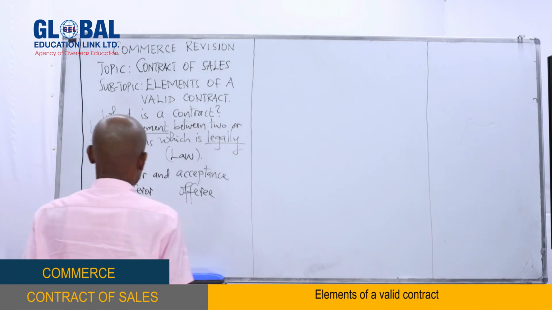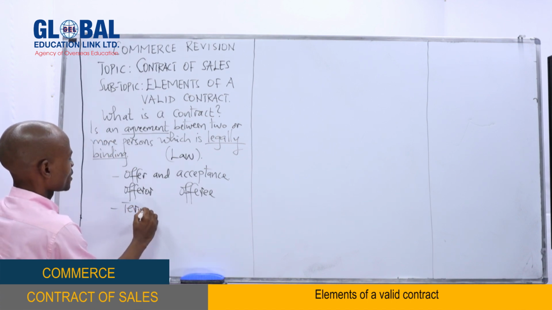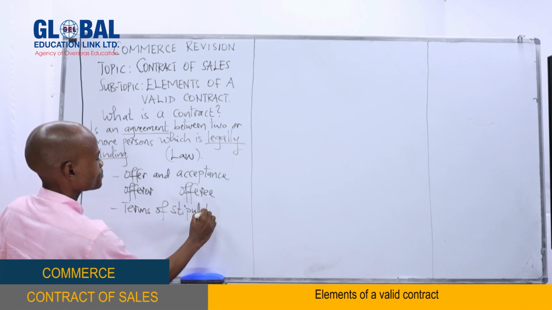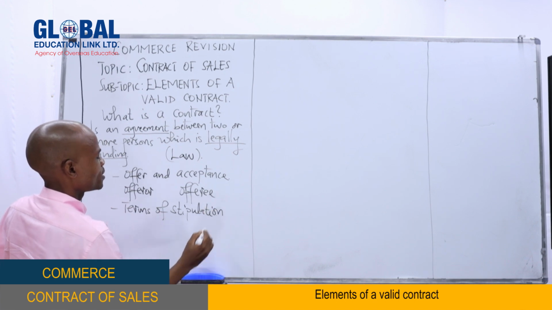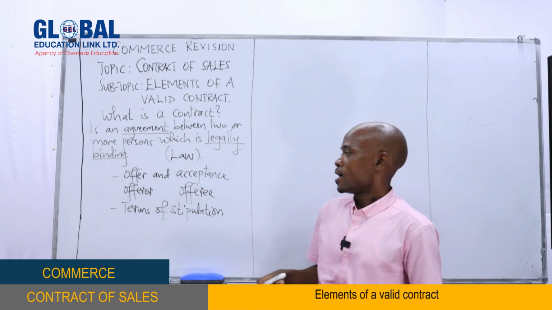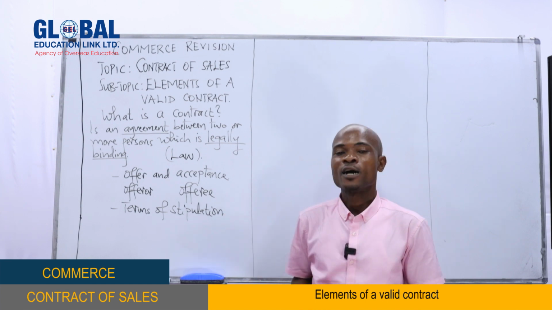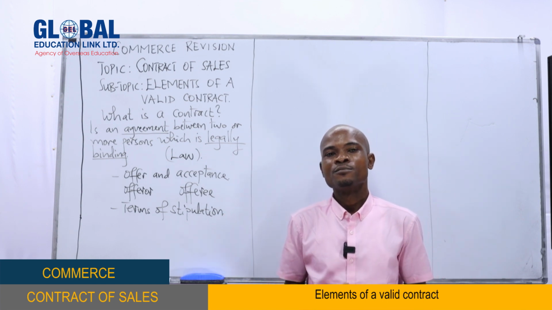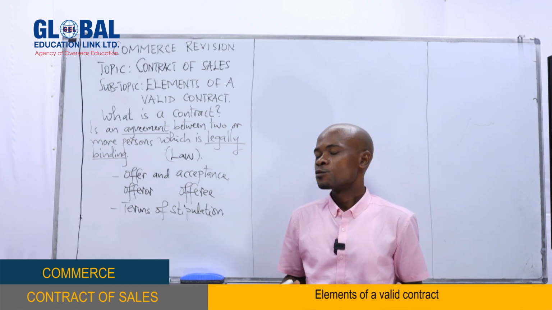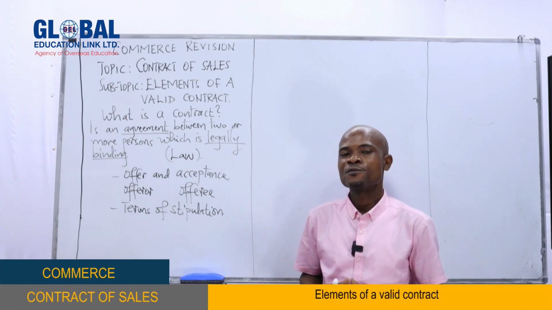Another thing which I mentioned is about terms of stipulation. In a contract, there are terms which both sides must agree upon. These terms will lead to what we call obligations, which means each of those sides will have obligations or duties to perform.